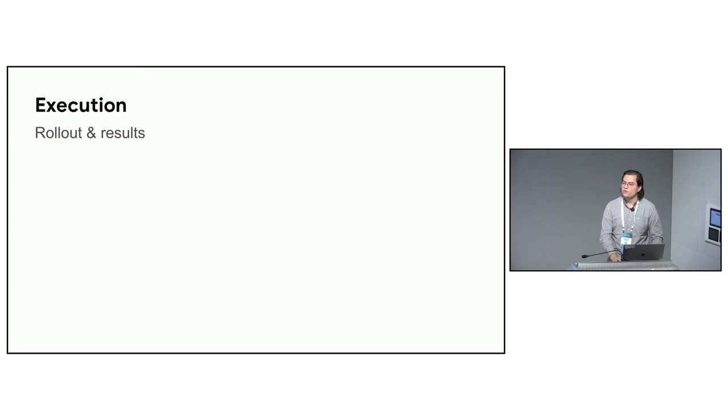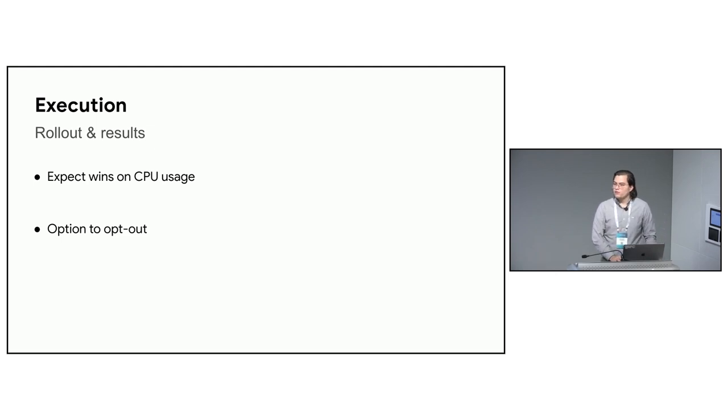And so for the execution of this project, we expect wins on CPU usage, as we are mainly reducing the number of copies happening inside of gRPC. We will be able to give an option to opt out. So if we find any major bugs while the API stabilizes, we can switch back to the old framer. And finally, we still have benchmarking pending as this work is ongoing. I still have a little bit more time left here at Google, and I'm hopeful I can finish it before I leave.